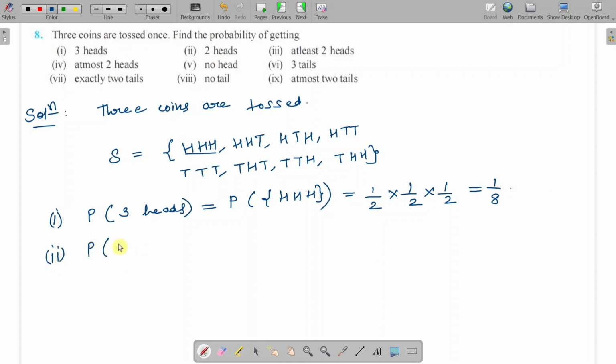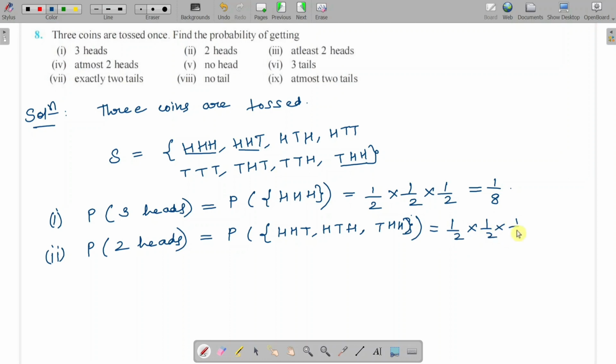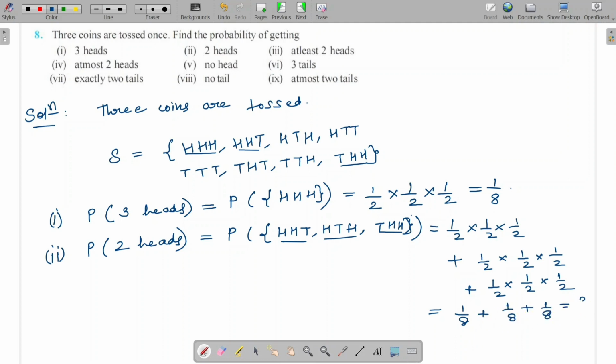So second, probability of getting two heads. So two heads means first of all this HHT, then HTH, right, and THH here, okay, THH. Okay, so what we'll get is half into half into half for this first outcome plus this half into half into half, then plus for this half into half into half. So 1/8 plus 1/8 plus 1/8. That means 3/8.